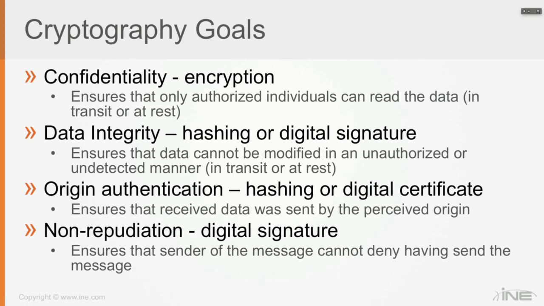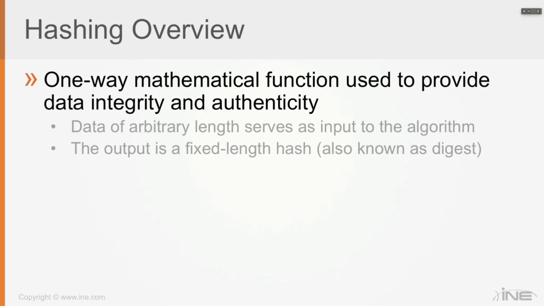So those are the main goals of cryptography, and then I'm going to speak about, of course, all the possible algorithms, and which ones are going to be used for which of those four scopes, the four goals. So first of all, let's look at the hashing overview. Hashing is going to be a one-way mathematical function.